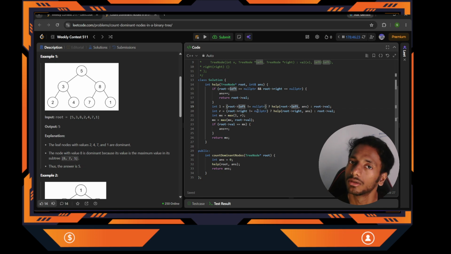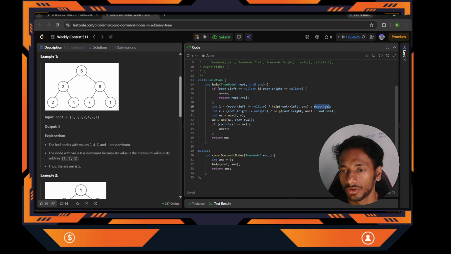So first of all, do the calculation for that and return me whatever the maximum value present in the left subtree. So that's why I will call this helper function again recursively and pass the left node. Got it? Root left and answer. And if there is no left child, then the left max will be the current node value, because I don't need to consider any other maximum values. Okay, so I'll consider the current node value, that will be our left max.